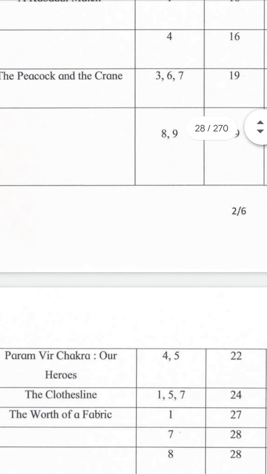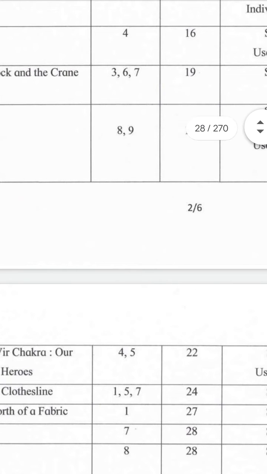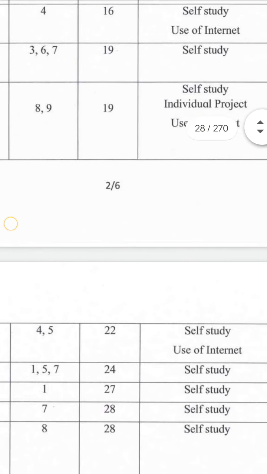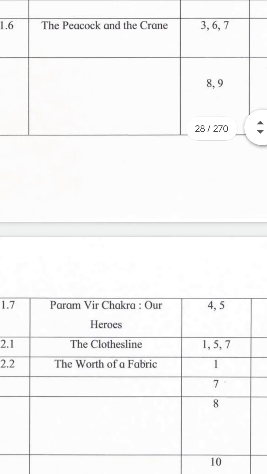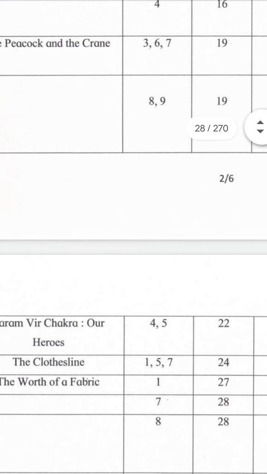In this, question numbers 3, 6, 7, 8 and 9, all these 5 questions are omitted, and all these questions come on page number 19. These are for self-study, individual project or use of internet. You have to do it. So the peacock and the crane: question numbers 3, 6, 7, 8, 9 are omitted on page number 19.